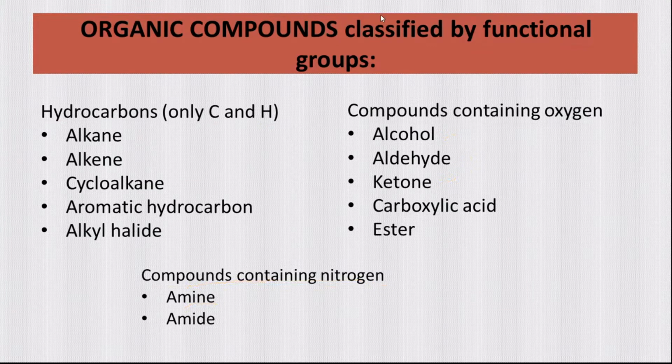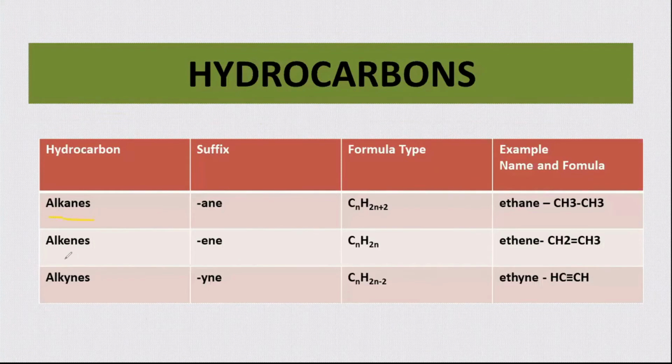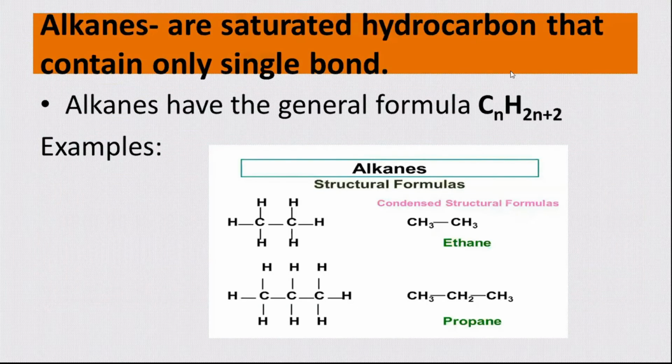So let's start with hydrocarbons. We have alkanes, alkenes, and alkynes. The suffix used in alkanes is ANE, alkenes is ENE, and alkyne is YNE. Let's first discuss the alkanes. Alkanes are saturated hydrocarbons that contain only single bonds. Meaning, in the given structures, we will not see any double bond or triple bond in the molecules.